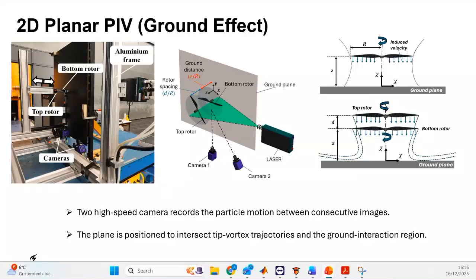The distance d we also change during the experiment to know what is happening if we modify both the distance from the ground and also t. And this is our experimental setup. Here you can see this arrow: we can move the propeller in this direction and also this direction to modify the different conditions. Here we use 2 cameras and also a laser to illuminate the field of view, in which we select a plane to detect the tip vortices and also to see the interaction between both propellers and also the interaction with the ground plane.